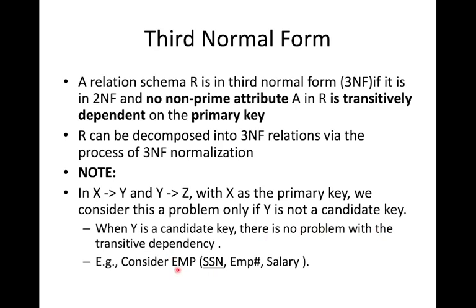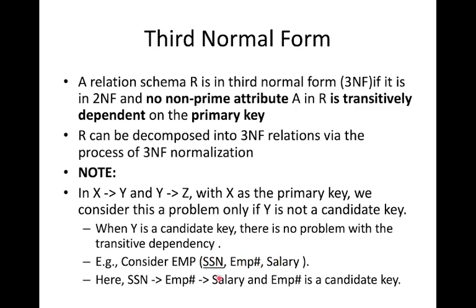So for example, we will see an example: SSN, comma, EM number, comma, salary. Here SSN to EM number and EM number to salary is there. So there is a functional dependency SSN to EM number. Similarly, EM number to salary is there. So there is a transitive dependency SSN to salary. But it is not a problem here, because employee number is a candidate key. So this transitive dependency is not a problem in this relation.